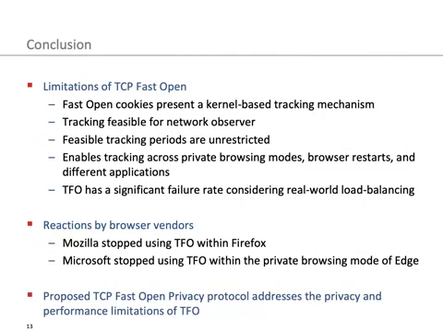To conclude, our paper indicates a lot of limitations of TCP Fast Open. First of all, it is a kernel-based tracking mechanism, and it allows network observers to track users. It allows for unrestricted tracking periods. It enables tracking across private browsing modes, browser restarts, and different applications. And it has a significant failure rate if it is used under real-world circumstances.